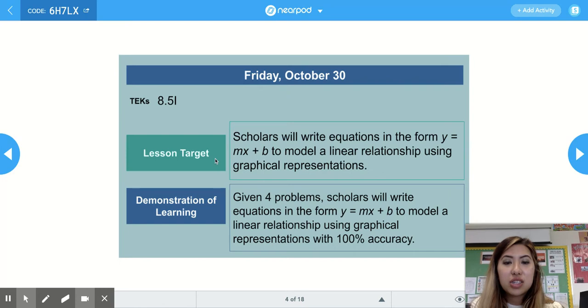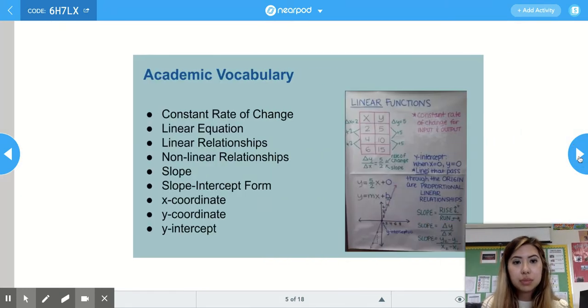Today's TEK is 8.5i, and our lesson target is that scholars will write equations in the form y is equal to mx plus b to model a linear relationship using graphical representations. And then our DOL is given 4 problems, scholars will write equations in the form y is equal to mx plus b to model a linear relationship using graphical representations with 100% accuracy.